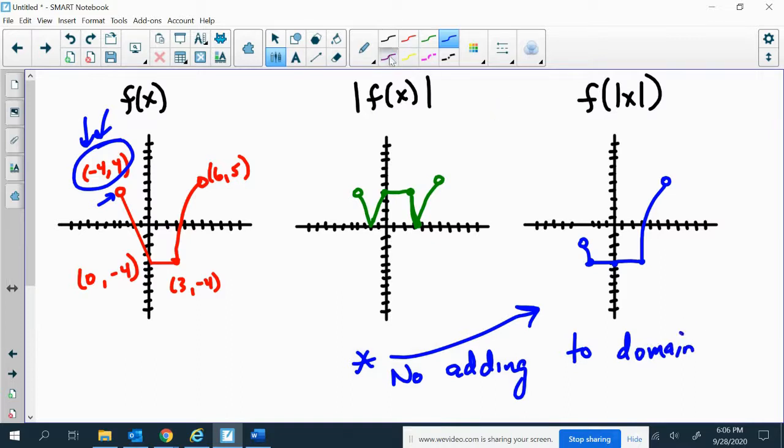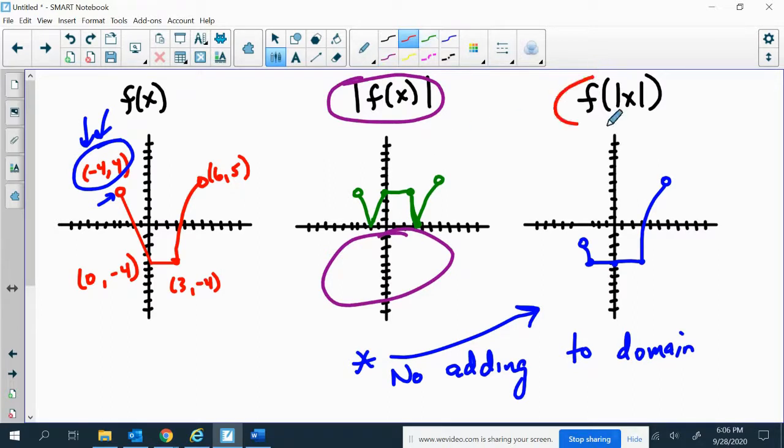And if we have to summarize it one more time, in absolute value of f of x problems, we reflect any negative y values up to be positive. And in f of absolute value of x problems, we reflect all positive x values over to the negative side, as long as we don't add to the domain.